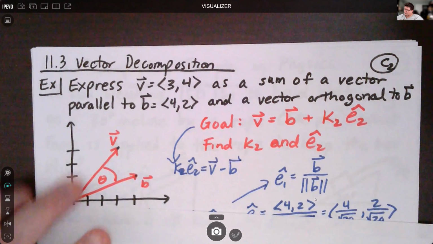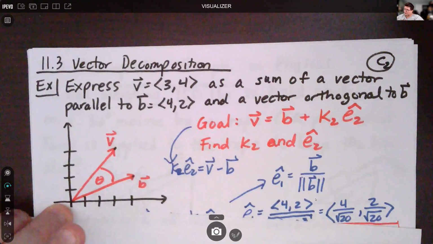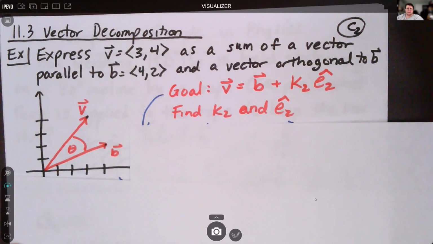So let's just walk through our steps of what we're doing. I've got a picture here. I drew it. V is there, B is there, theta is the angle between them. The goal is to find how we sum it up, B and K2 and E2. So let's find K2 and E2 and we can do it.